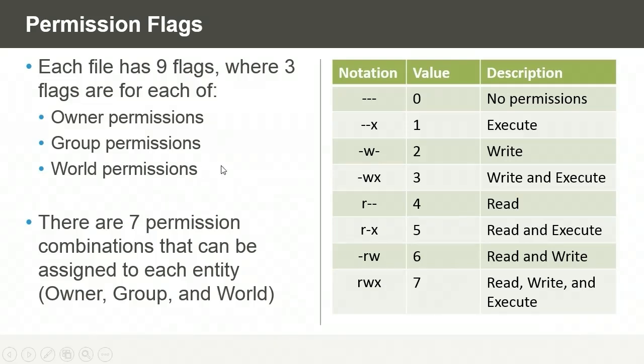For example, we could have 3 dashes, which implies the absence of any permission at all. There's no read, there's no write, there's no execute. That has a numeric value of 0. If only execute is set, then we have a value of 1, and that shows up as the letter X. Write has the value of 2, where write and execute would be 2 plus 1, so a value of 3. If we look at the last example, read, write, and execute permissions have a value of 7 because read is 4, write is 2, X is 1. So 4 plus 2 plus 1 equals 7.